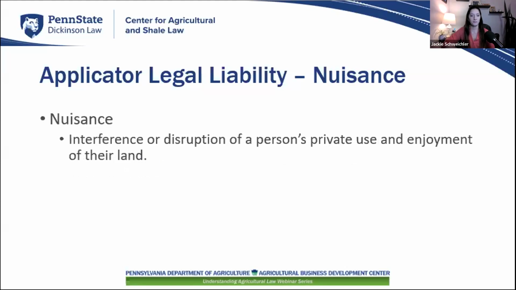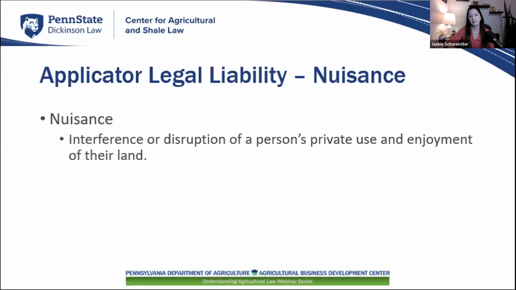So nuisance. When it comes to nuisance, that's an activity that's designated as harmful or annoying. By definition, nuisance is interference with a person's private use and enjoyment of their land. If you've ever lived near a college campus, like me, you're familiar with noise complaints. That's nuisance. The noise is interrupting your private use and enjoyment of your apartment or your home or whatever.